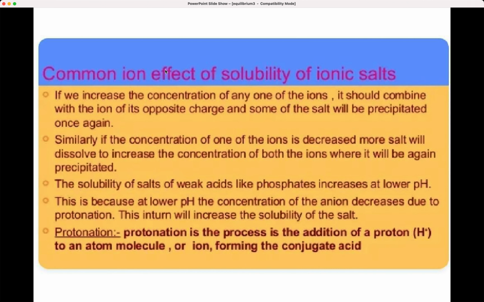Okay, now what is the common ion effect? This is very important for the solubility of ionic salts. Suppose the concentration of any one of the ions is increased, then it combines with the ion of its opposite charge and some salt will be precipitated. We already saw this once. And if the concentration is decreased, more salt will dissolve to increase the concentration, and the solubility of weak acid phosphates increases.